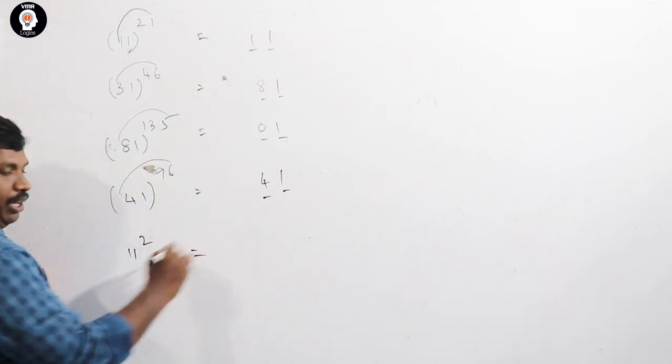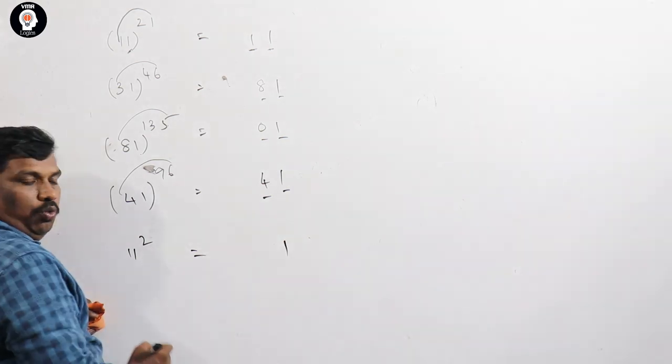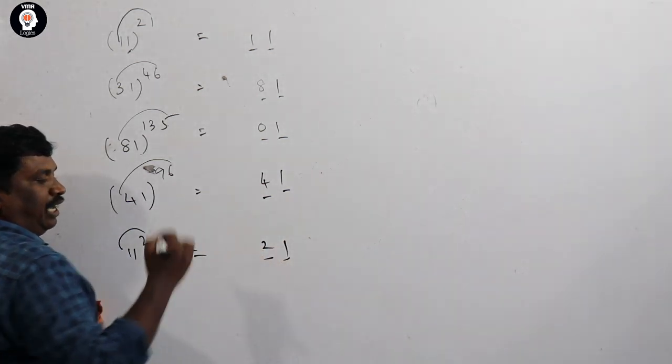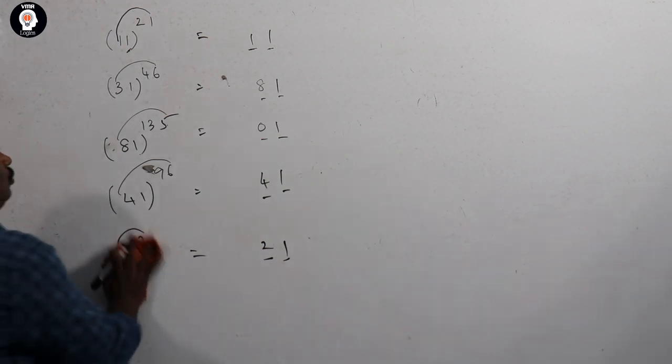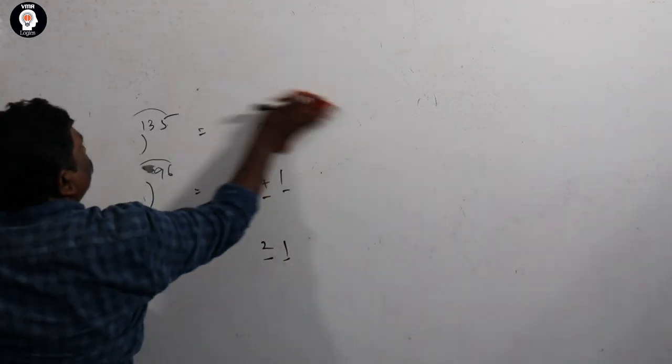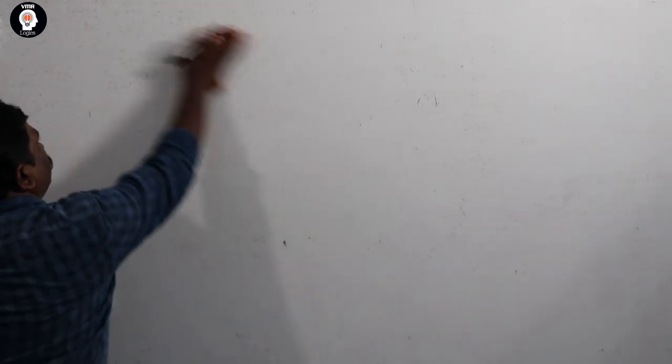Now, for example, 11 square. 1 power anything is 1. 1 twos are 2, so 21. Last 2 digits are 21. Now let's see one more example.